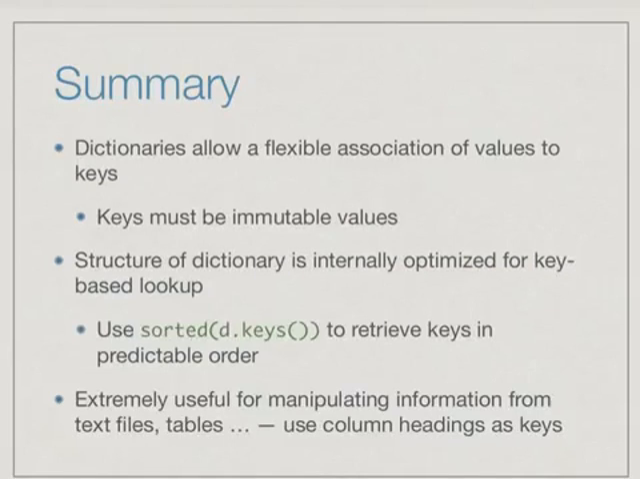The other thing is that we can use d dot keys to cycle through all the keys in the dictionary, and similarly d dot values. But the order in which these keys emerge from d dot keys is not predictable. So we need to sort it or do something else if we want to make sure we process them in a predictable order.